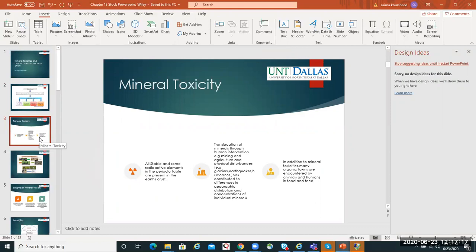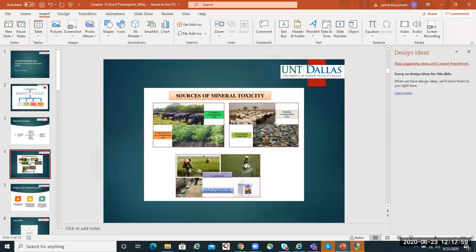So mineral toxicity is actually because of all stable and some radioactive elements in the periodic table that are present in the Earth's crust. We already talked about the translocation of minerals, how they are translocated because of mining and agriculture, and because of physical disturbances, for example glaciers, earthquakes, or hurricanes, that contributed to the differences in geographic distribution. In addition to mineral toxicities, many organic toxins are encountered by animals and humans in food or feed for the animals. So these are the different sources of mineral toxicity.